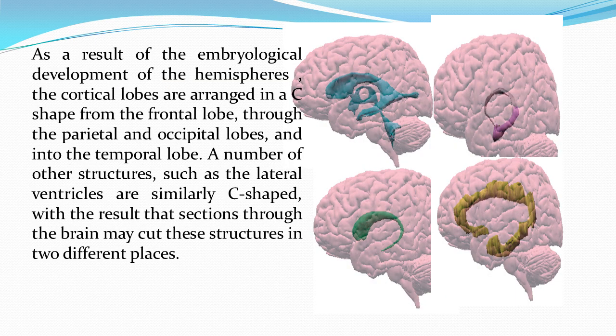As a result of embryonic development of the hemisphere, the cortical lobes are arranged from frontal lobe to parietal, occipital and temporal lobe in a C-shaped manner. See here, this is C-shaped manner. Similarly, a number of other structures also develop in C-shaped fashion. This is the lateral ventricle, which is in C-shaped form. See here, this is anterior horn, this is body, this is inferior horn, and this is posterior horn.